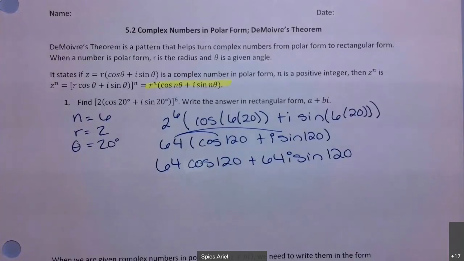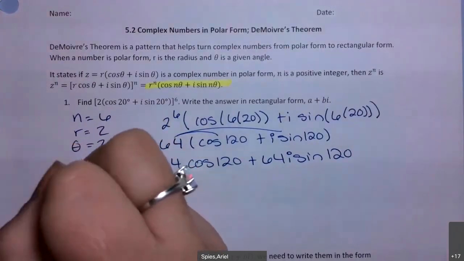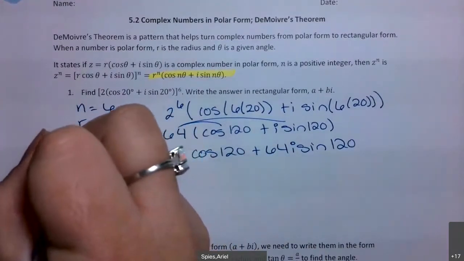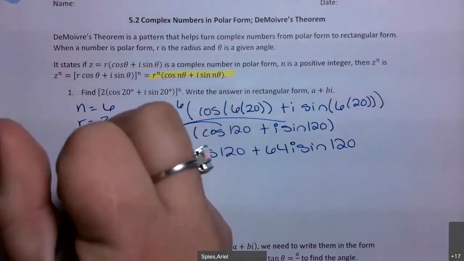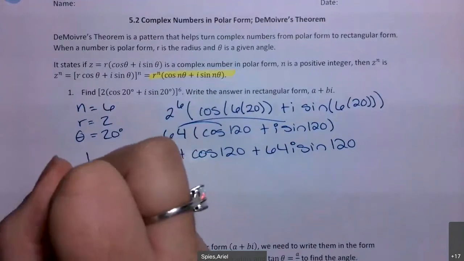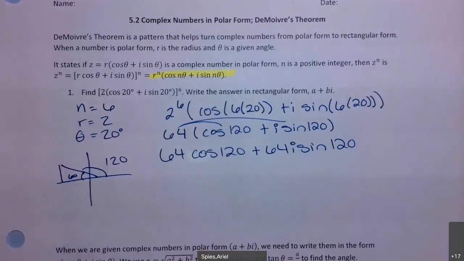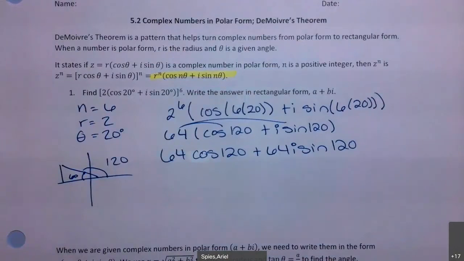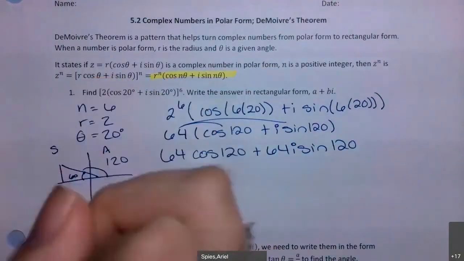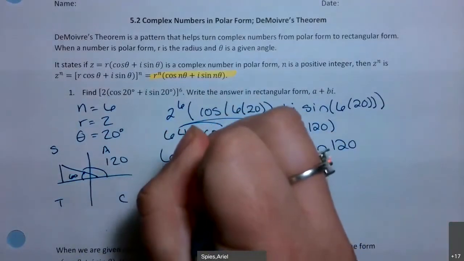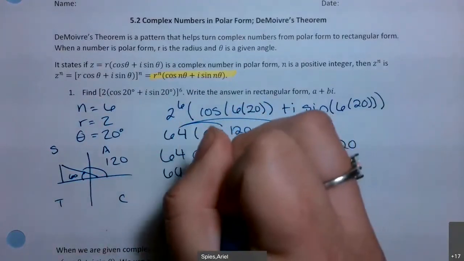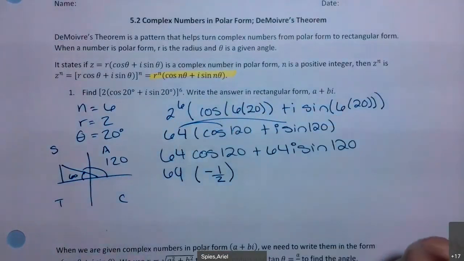Now I want to evaluate these two trig functions at 120 degrees. Remember, 120 is right here. If I subtract from 180, my reference angle is 60. In the second quadrant, only sine is positive. So really I'm going to do cosine of 60 here. Cosine of 60 is 1/2, and since it's in the second quadrant, it's going to be negative.